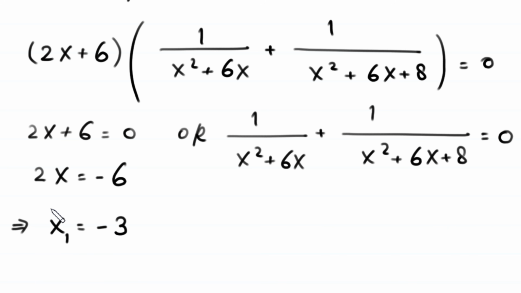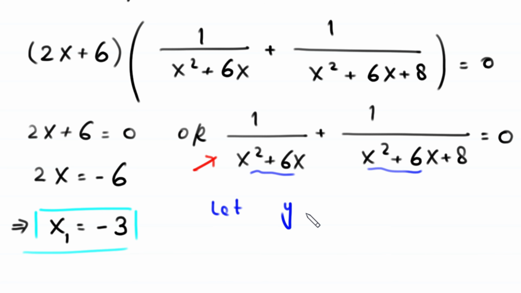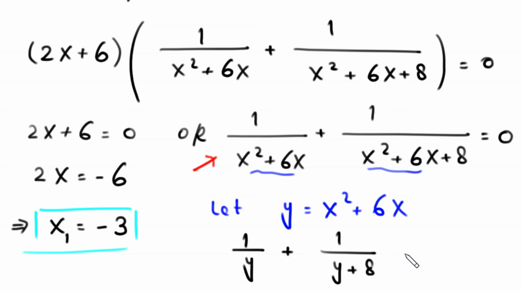This is the first solution of this equation, and to find other solutions we solve this equation. To simplify the solution, we suppose that x squared plus 6x equal to y. Let y be equal to x squared plus 6 times x. So this equation will become 1 over y plus 1 over y plus 8 equal to 0.